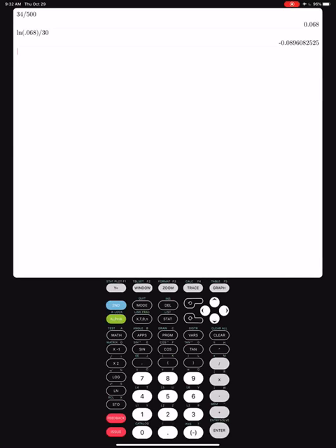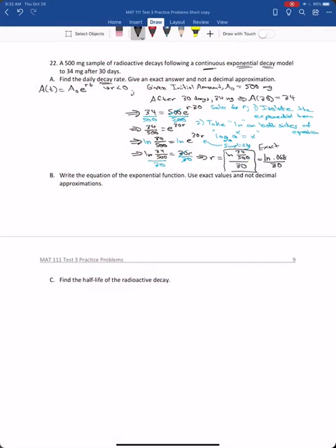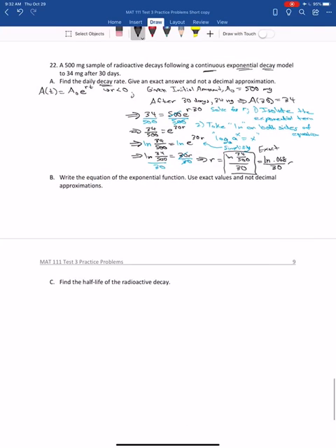So remember, it's a decay problem. I knew we'd get a negative value. All right, so let's go ahead and write that in. Then we got exact. I always like to look at the decimal it gives us. So negative 0.09, and we rounded, so approximately negative 9%. So there's our decay rate. Now again, that's an approximation. Of course, this is our exact. All right, and let's go ahead and take that into our next problem.